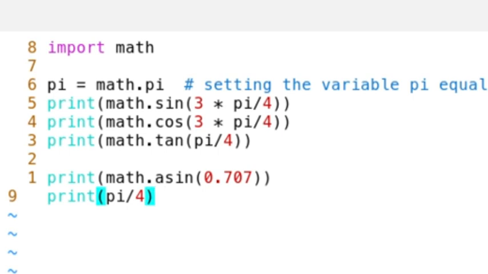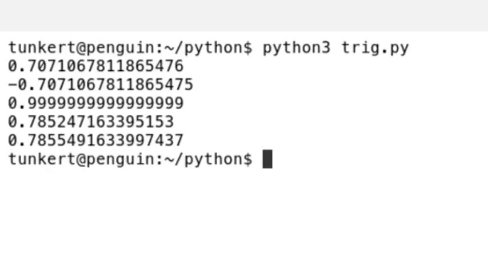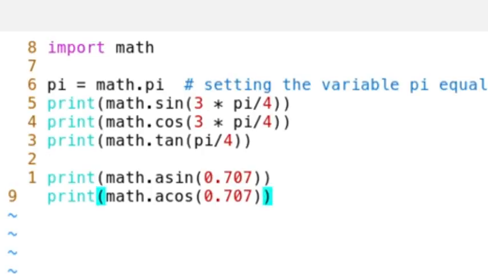We can also do arccosine, so math.acos of 0.707. Okay, and when we do that, we should also get 0.785. Now we're getting a slightly different value. If we had 0.707 with the 106 and all the extras, we would get the same exact value. But the whole point is we're putting in basically 0.707, square root of 2 over 2, and we're getting back pi fourth radians. Okay. All right.